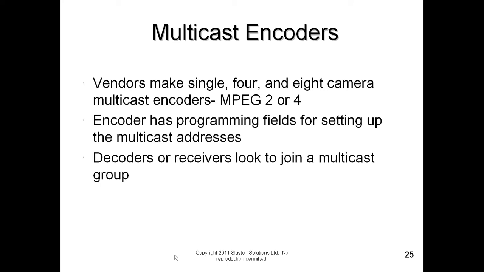Now, our vendors make encoders for single, 4, and 8 cameras that could be MPEG-2, MPEG-4, or H.264, that are going to encode analog cameras. So we can take analog cameras, put them on the network, and multicast them. Our encoders are going to have programming fields for the multicasting as well. And interestingly enough, some manufacturers also make decoders.